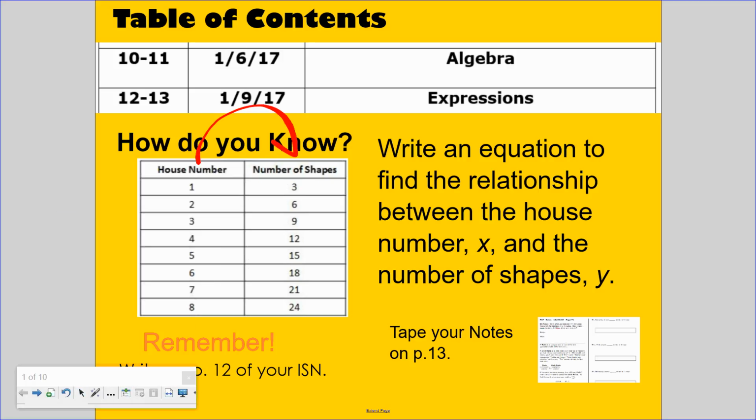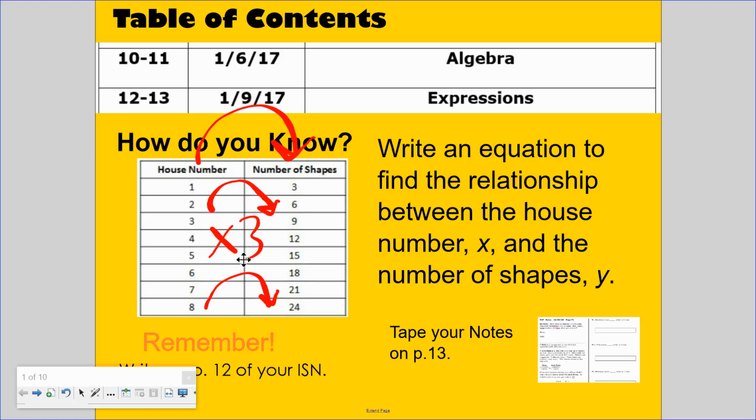So what is the relationship between the house number 1 and the number of shapes 3? What's the relationship between the house number 2 and the number of shapes 6? What's the relationship between house number 8 and the number of shapes 24? I believe the relationship is times 3, but how would you write that as an equation?